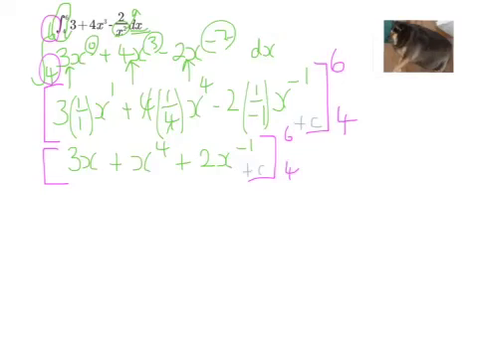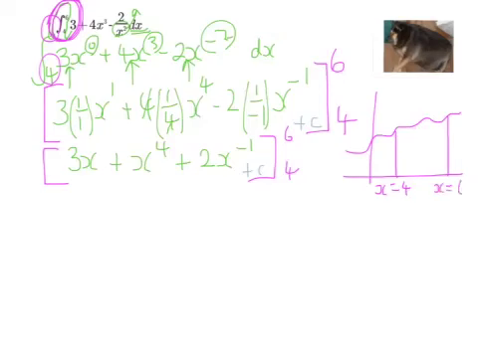Okay, so what's going to happen with these limits? I'm going to show you. Imagine we had the curve of 3 plus 4x cubed minus 2 over x squared, so my original function. When we've got these limits here of 6 and 4, it's actually asking us to think about x equals 4 and x equals 6. And when we do this definite integration, we will find the area between the curve, the x-axis, and the limits x equals 4 and x equals 6.